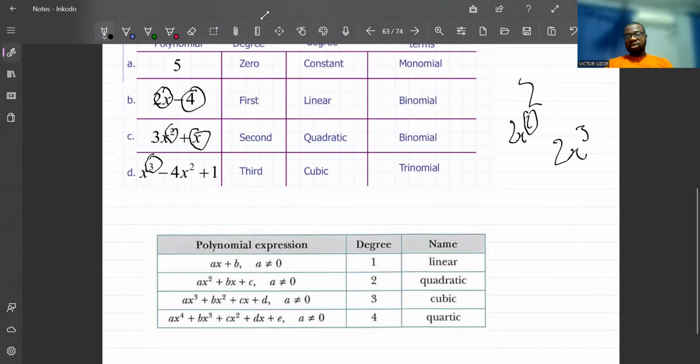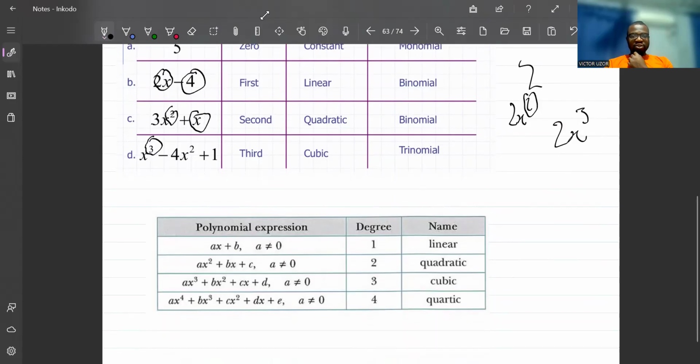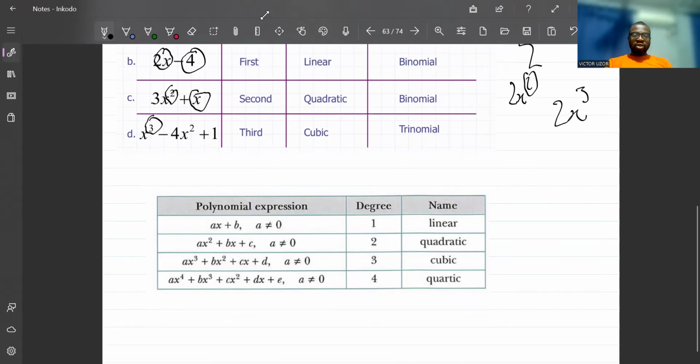The second thing there is polynomial expressions by degree, by name. This is just the general principle of how we are able to identify polynomial expressions by degree, by names. When the degree is 1, it's called linear. When the degree is 2, it's called quadratic. When it's 3, it's called cubic. And when it's 4, it's called quartic.